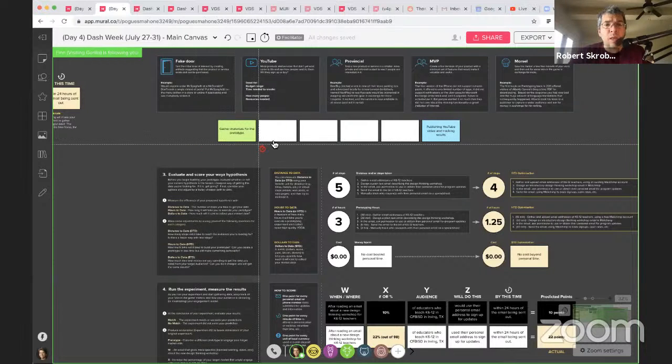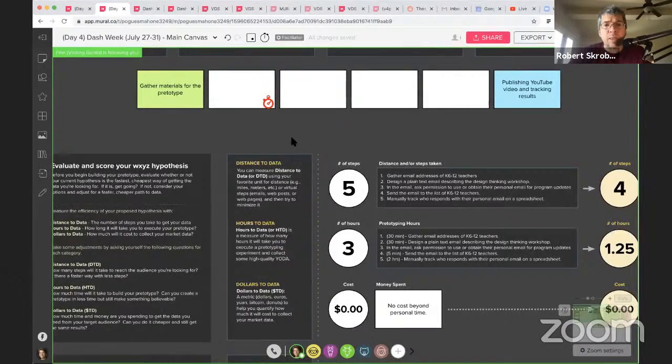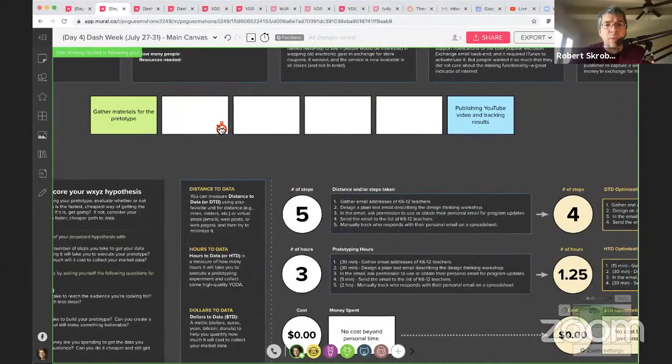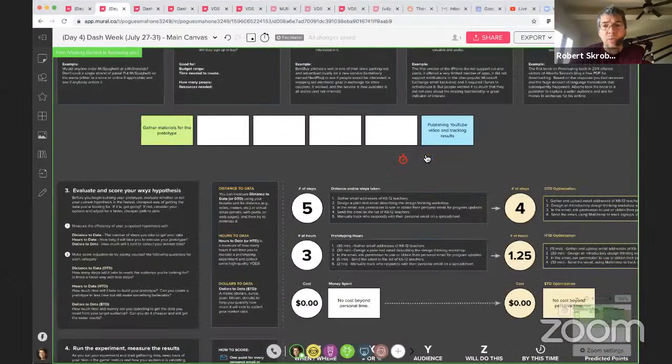There are these little icons that are time, meaning that the perception by the team is that certain things are going to take more time than others. You can use as many of these as you want to put in these white spaces to indicate that something may take considerably more time. That's what's shown. Whereas publishing the YouTube video and tracking results may not. Gathering materials for the prototype may take some time.